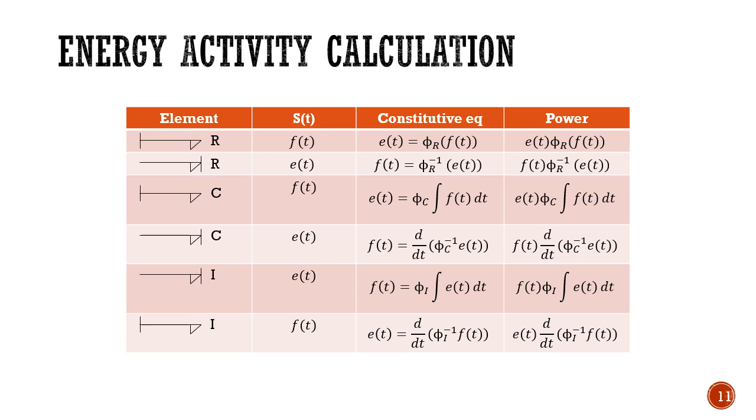Energy activity calculation can be better understood using this table. Based on the causality, the signal input to an element changes. This changes the form of the constitutive equation that governs the element and therefore the equation that is used to derive the power.